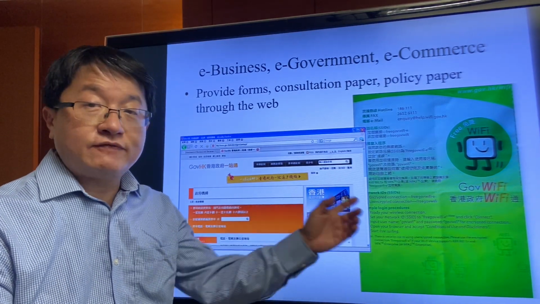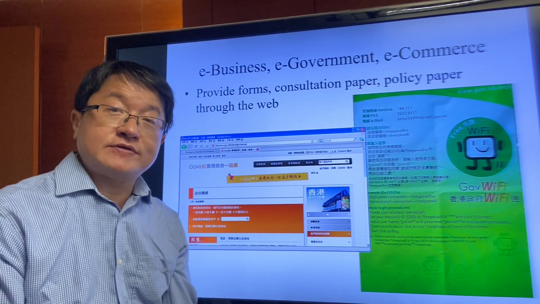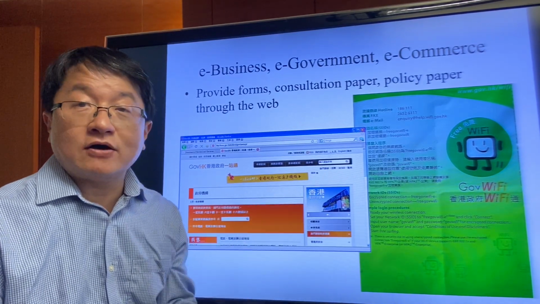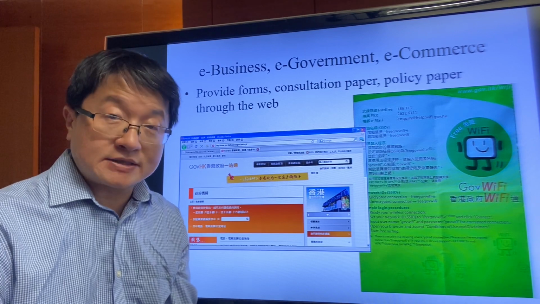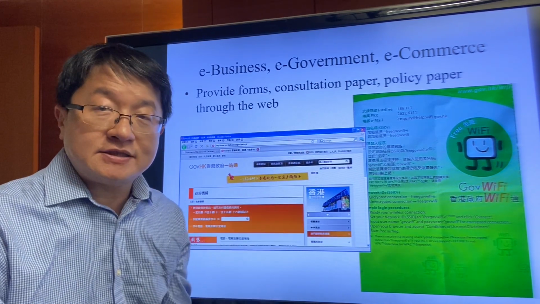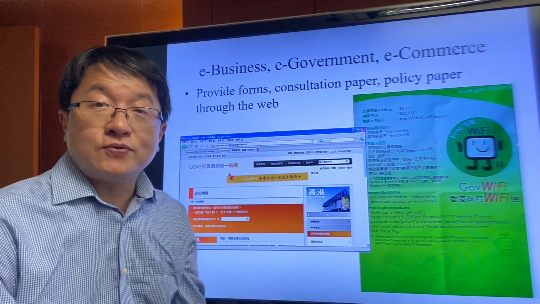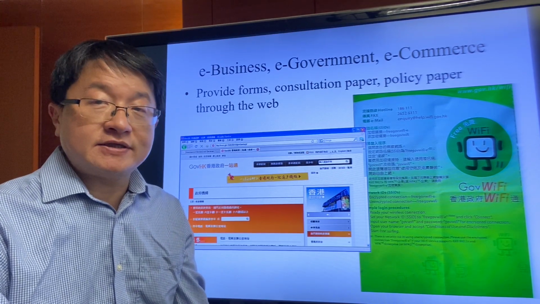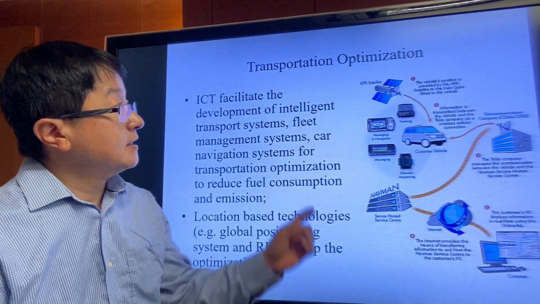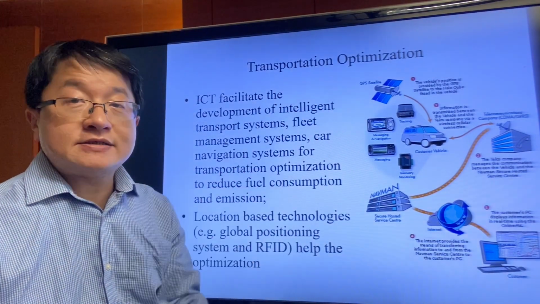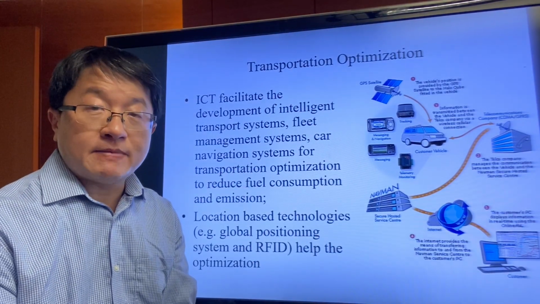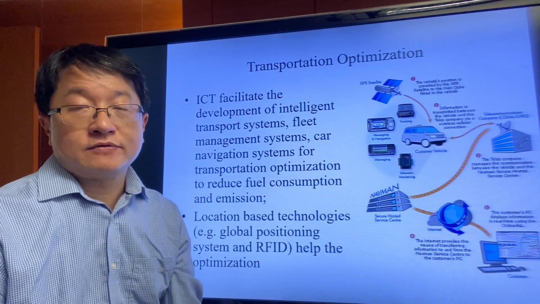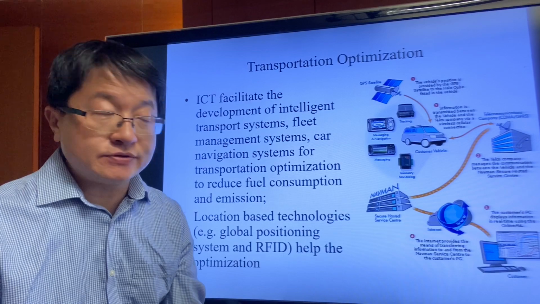So they don't need to travel to the government office, and some government offices in recent weeks even closed down, but they still maintain the online service. So this is also an example of how they can make use of ICT technologies to reduce energy consumption in ordinary business activities. And making use of ICT can also optimize transportation, reducing the need for transportation and vehicle emissions.